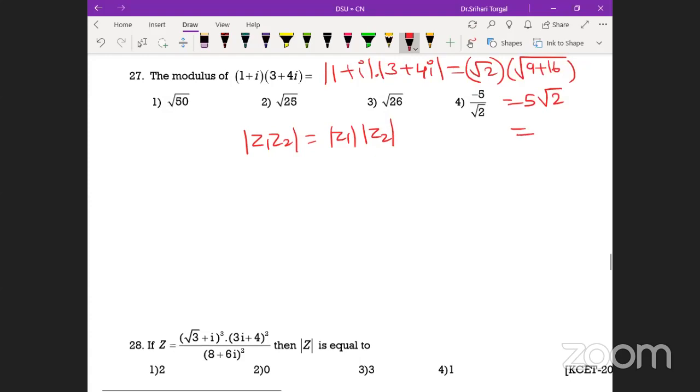Or you can take this 5 inside. That will be root of 50 times 25. Right? 1 is the right answer.